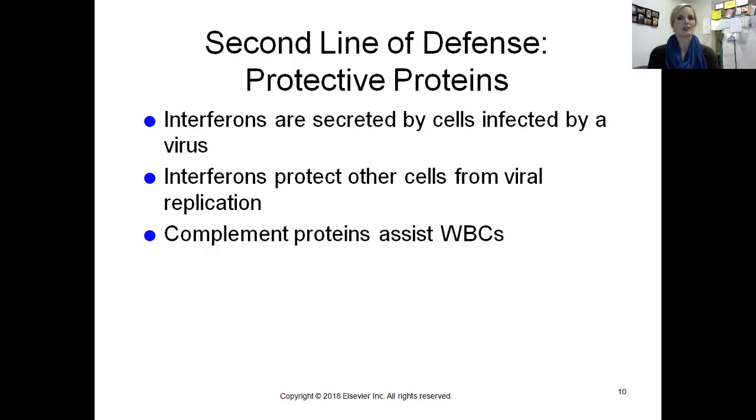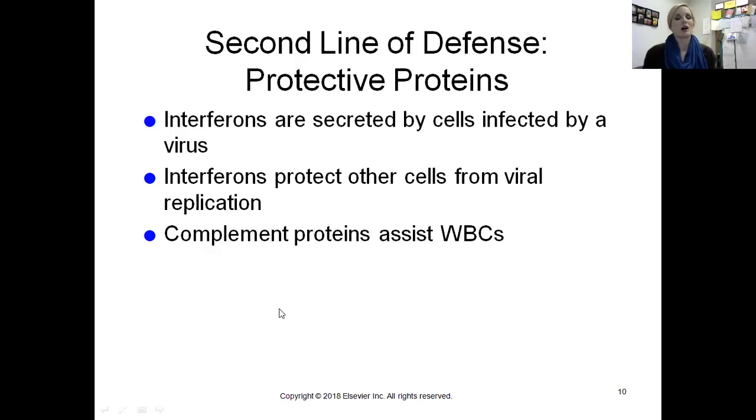So it's kind of interesting to think that our cells have that ability to recognize, okay, I've been taken over, I'm probably going to be killed off, so I'm going to secrete this protein that's going to then make sure that the virus doesn't spread to any other healthy cells. So it's kind of our cell's way of helping everyone else out.